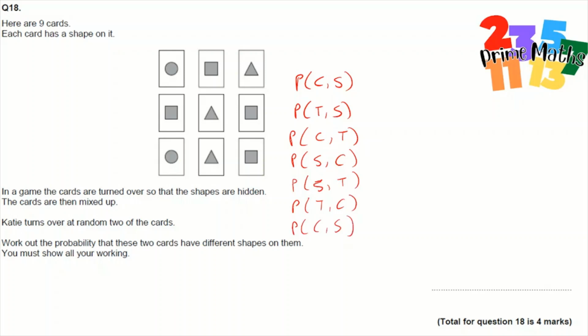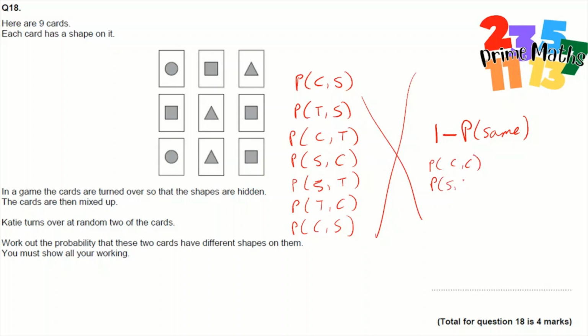This would take us a while to work out, so instead we can just do the opposite and do one take away the probability that they're the same card. So the probability that they're the same card is going to be a circle and a circle, a square and a square, or a triangle and a triangle.